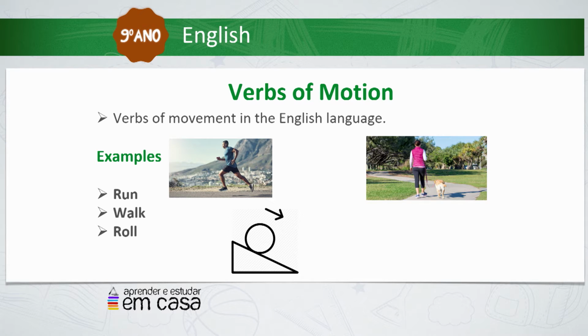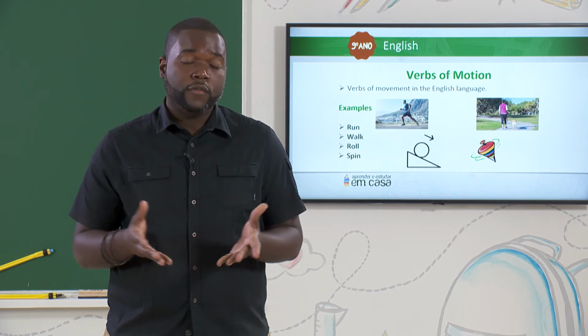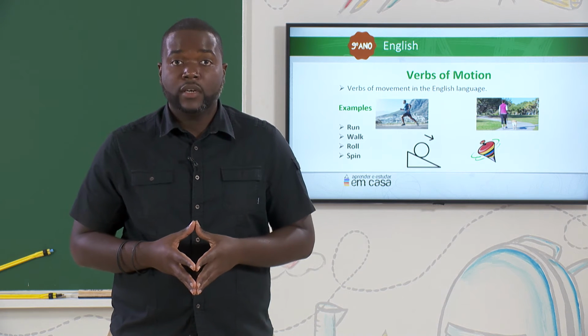Another verb of motion is rolling. In this picture, you have a circle that is rolling down, so rolling, motion. And the last verb of motion that we have as an example is spinning. You have the toy, and this toy is spinning, like you're seeing in the image. Okay, students, that was the explanation and examples of verbs of motion and how we can use them. Now let's start with our lesson.